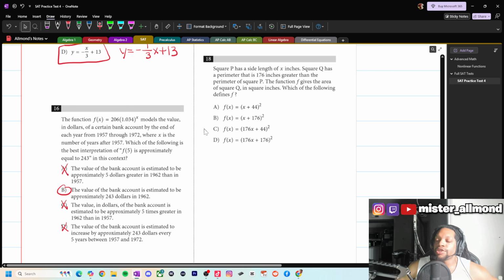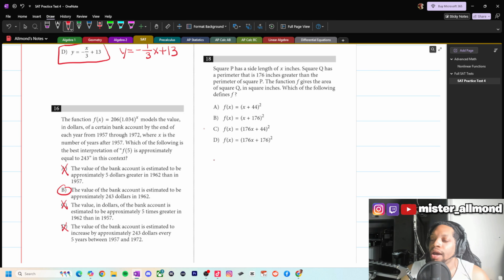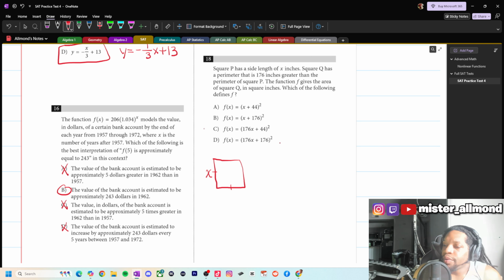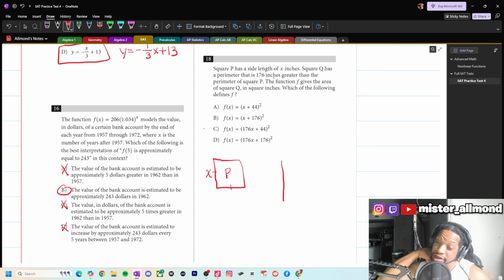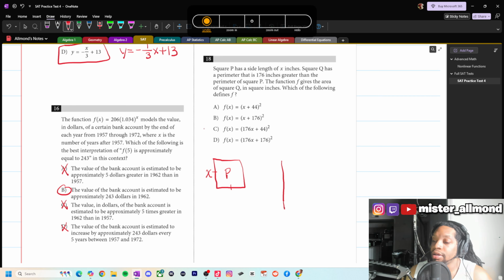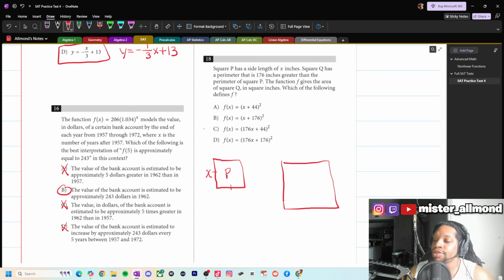But all right, square P. I don't think I'll have to, but I'm going to draw a picture anyway. Square P has a side length of x inches. Okay. Square Q, let me label it. Square Q has a perimeter that is 176 inches greater than the perimeter of square P. Okay, so whatever that is, I'm going to make it bigger than P. And then I'll call this one square Q.